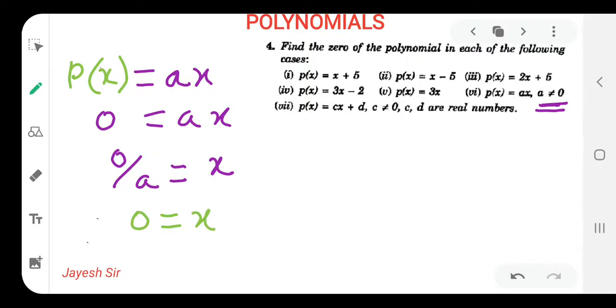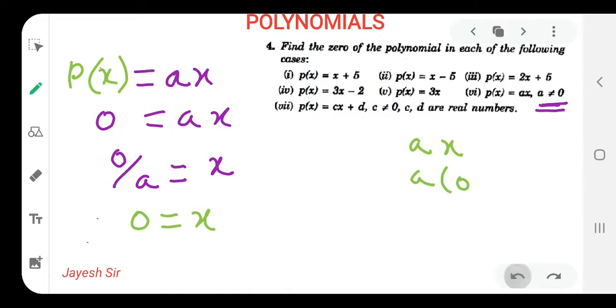So let's verify our answer. Have we got our answer correct or not? a of x: we have to put the value of a as it is and the value of x as 0. So we are getting our answer as 0. So the value of x is correct, and we have got the zero of the polynomial as 0. I hope you all have understood.